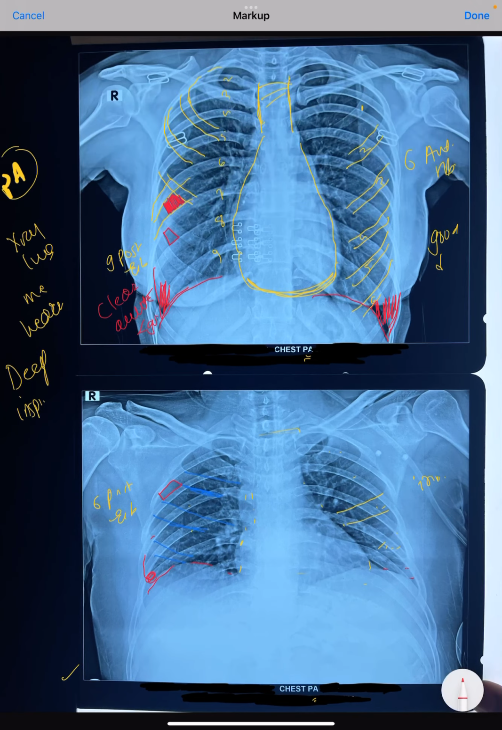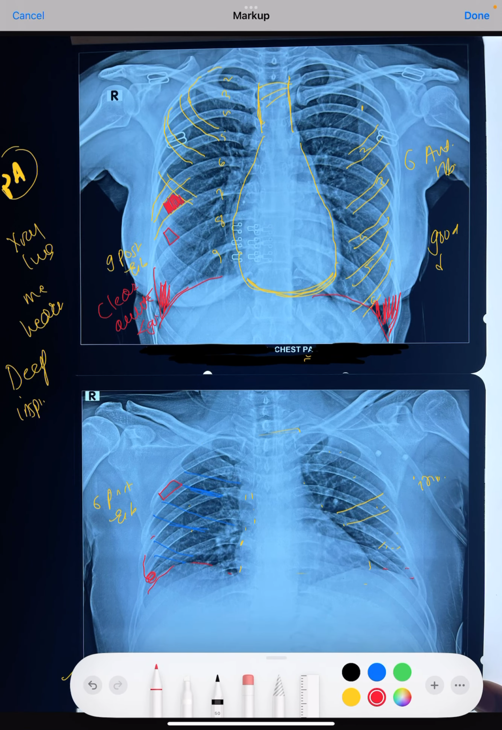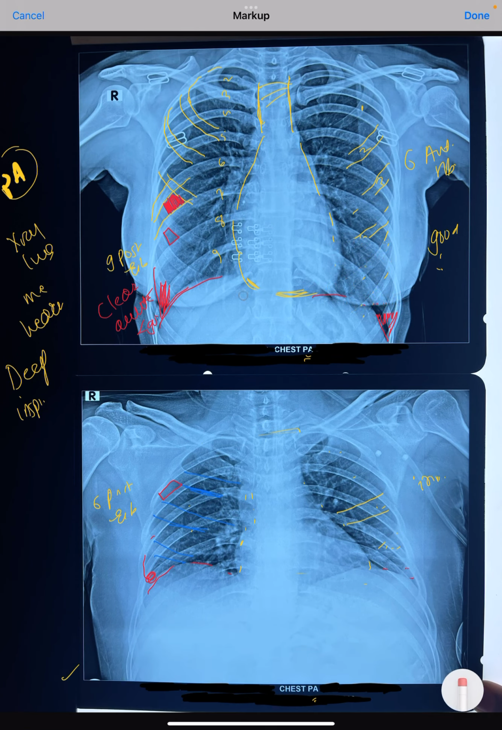So taking X-ray in deep inspiration is very, very important to very nicely see the lung fields, the cardiac shadow and the mediastinal shadow as well. So don't forget to ask the patient to take a deep breath and hold it during taking the X-ray.